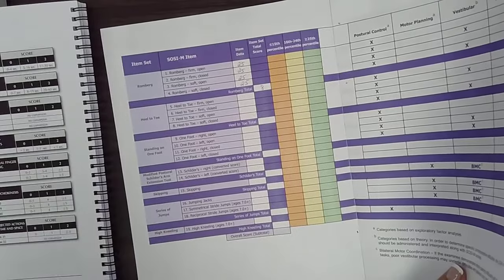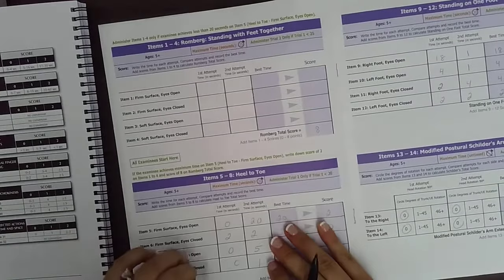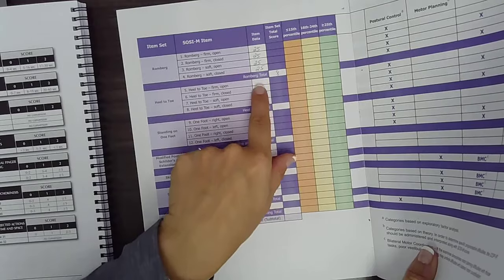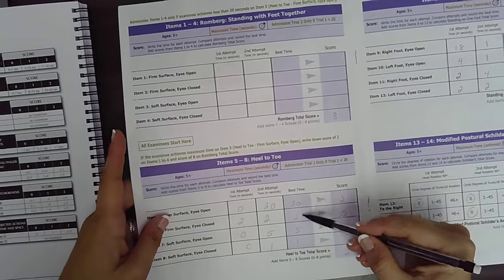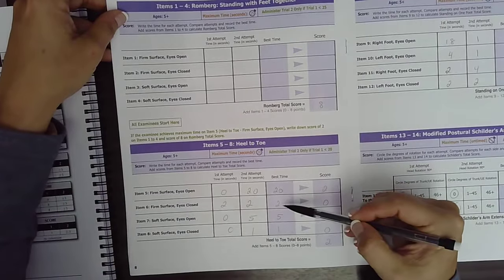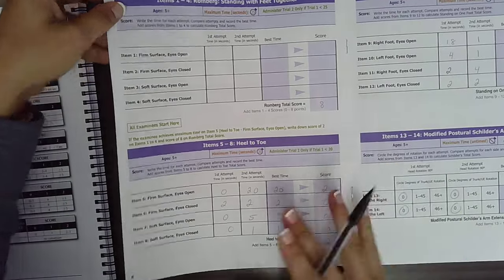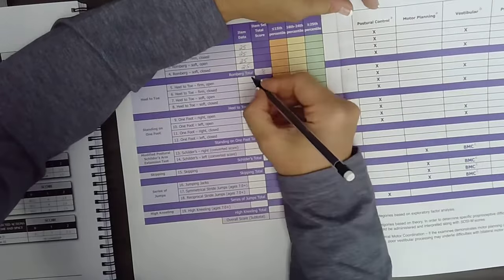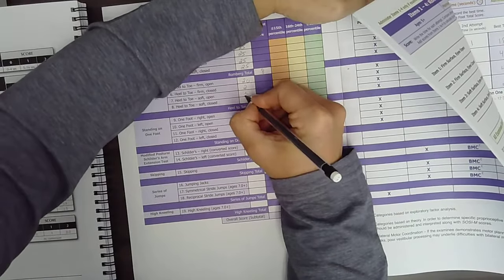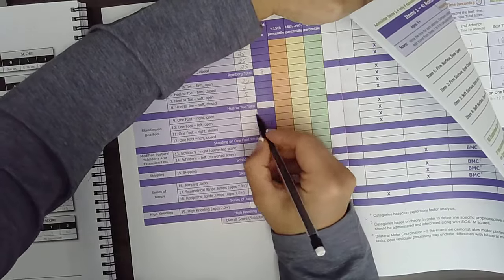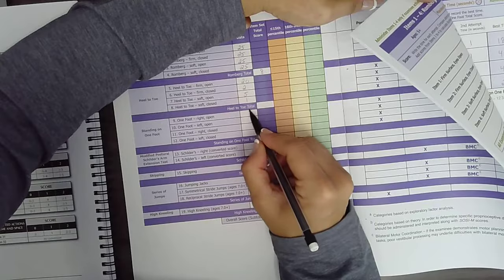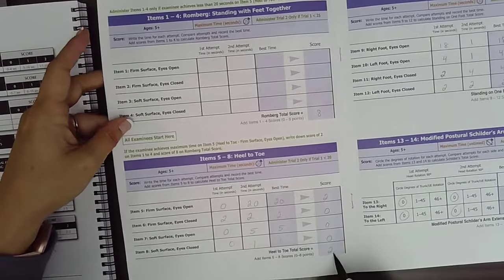Okay? Then I'm going to look at the item data. They're asking for item data here, that is their best time. So he had 20, 2, 5, and 1 for items 5 through 8. And here they're asking for the item set, heel to toe. What was his total score? And that was a 2.